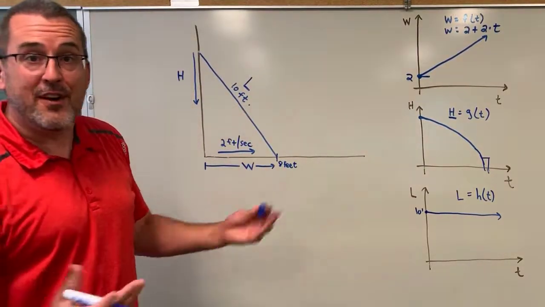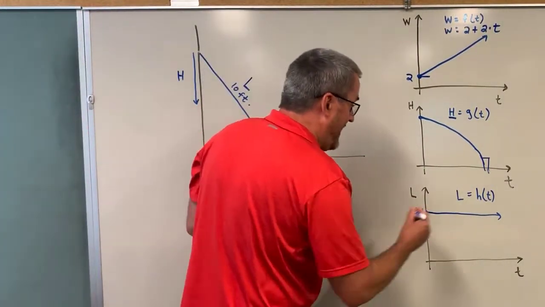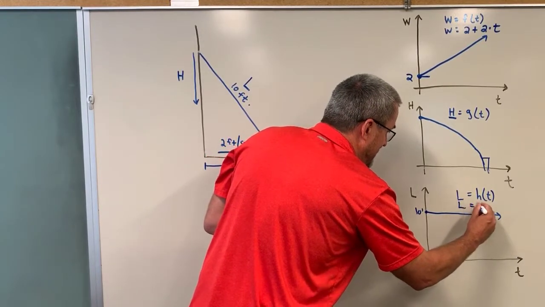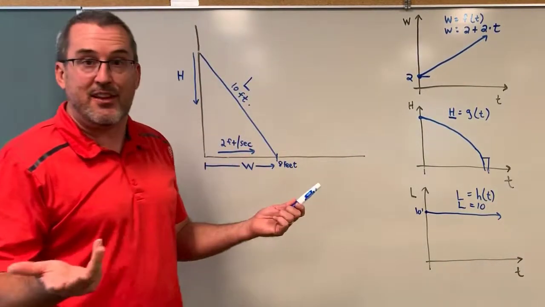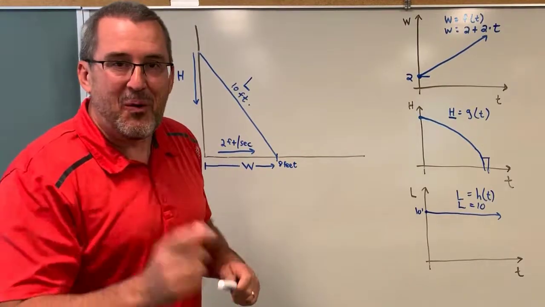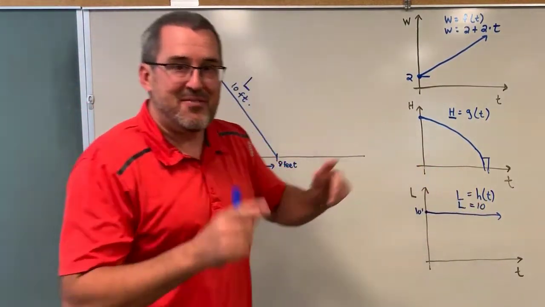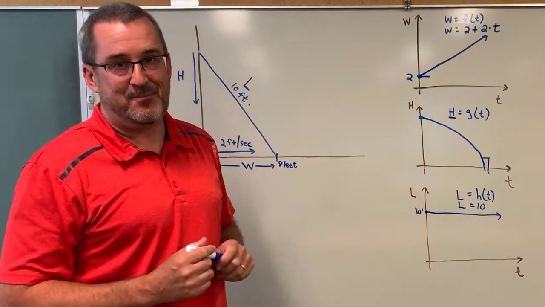So we have a third function here. We would call this a constant function, and we could write the formula. It's just the length of the ladder is the constant 10. It's always 10 feet long. But again, it's not important that we know the exact formula for this function. We just have to know that the function exists.